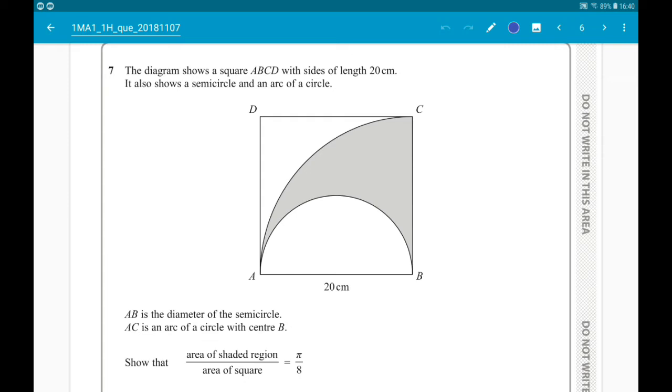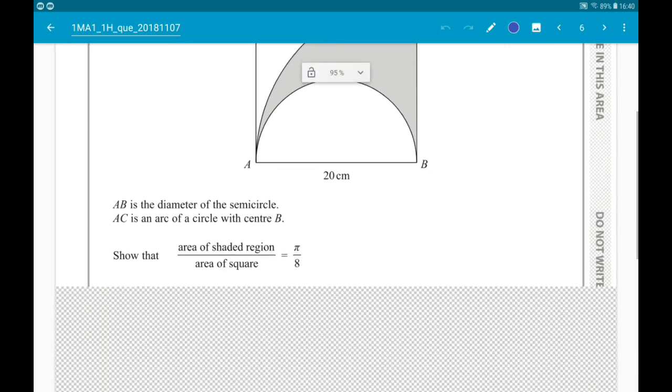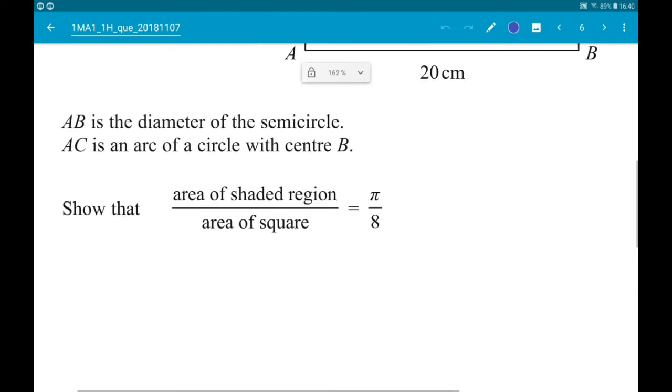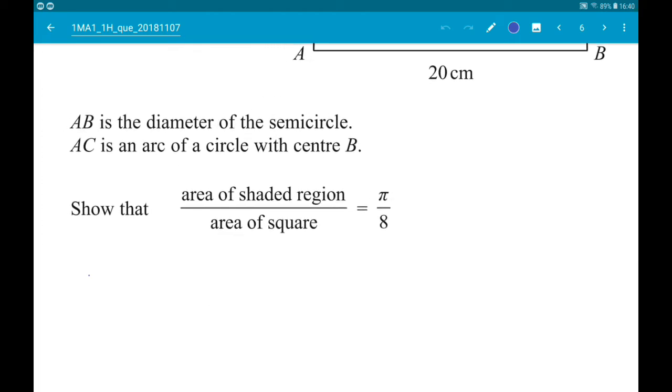So, the area of the square is 20 times 20. So 20 centimeters times 20 centimeters is 400 centimeters squared.